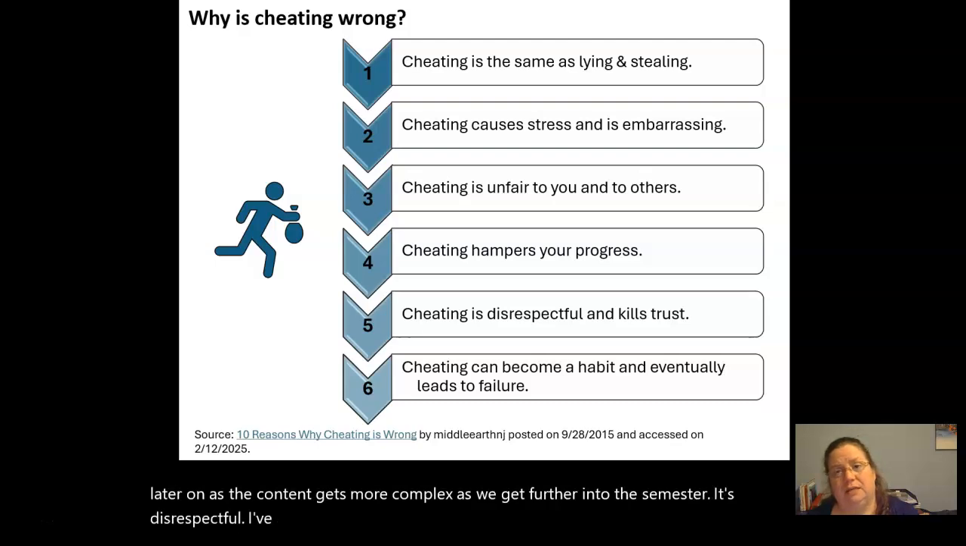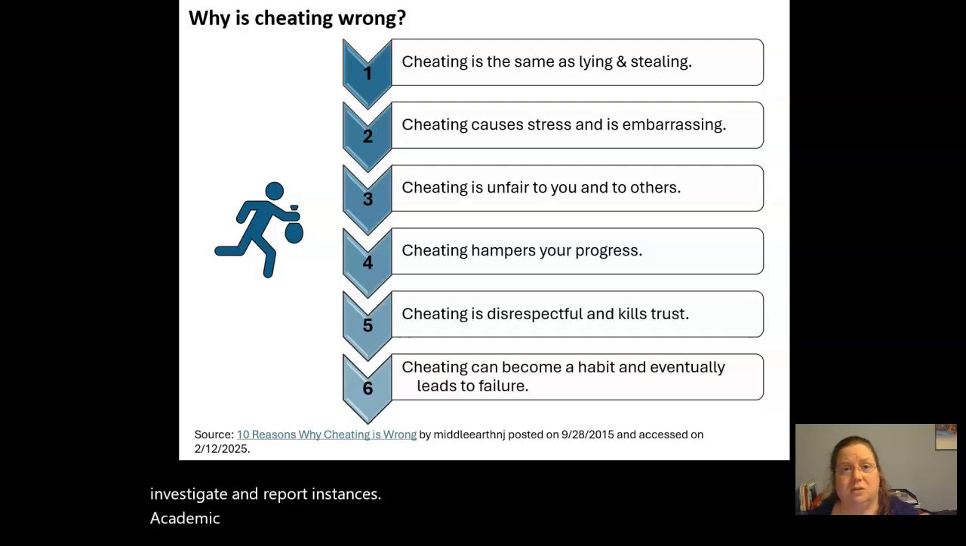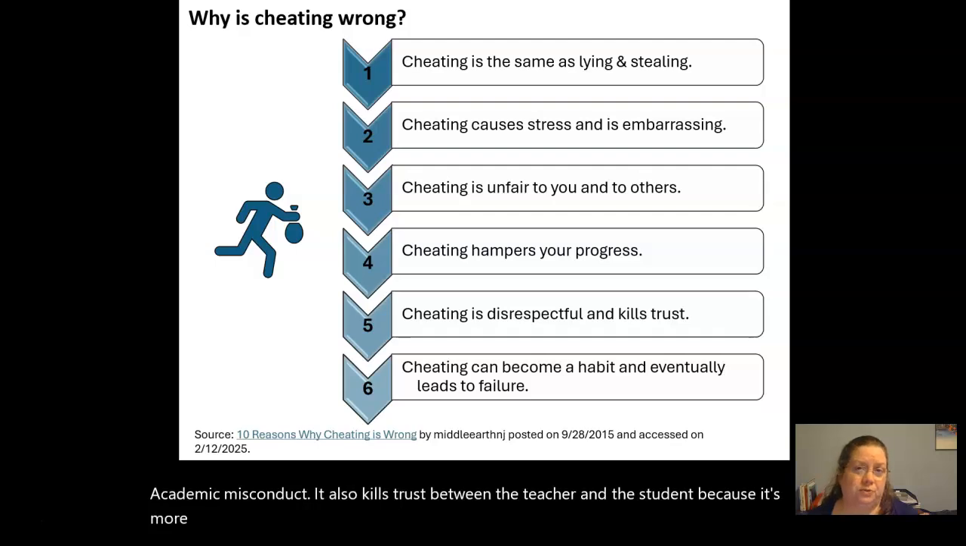I've already talked about the additional workload that it puts on me to have to investigate and report instances of academic misconduct. It also kills trust between the teacher and the student because it's more difficult for me to trust you in future endeavors if we have a past history of cheating.